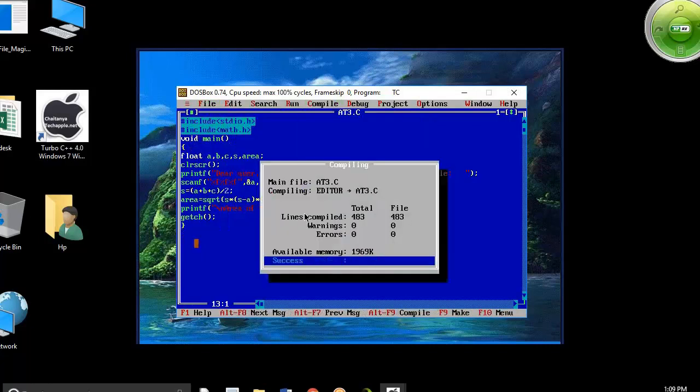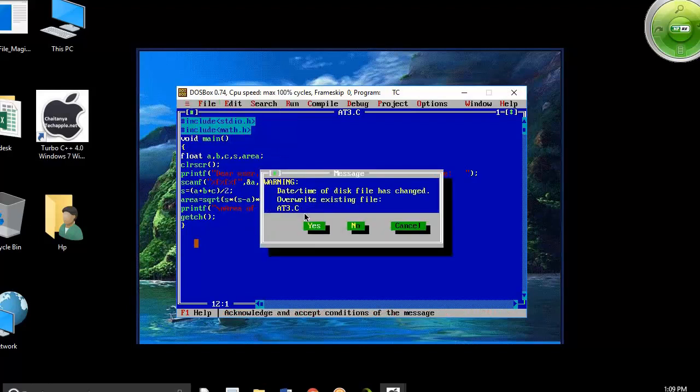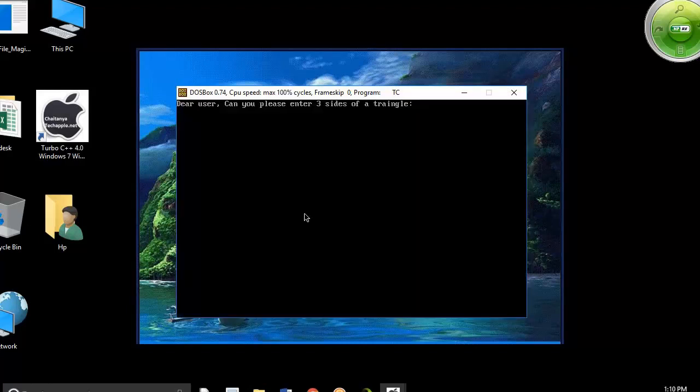Alt C, compile. No errors at all. Now how many instructions? It allocates memory, it clears the screen, it prints the message, it takes input, processes, prints, waits. File, save, then run the program. Okay, then enter three sides. I enter 15 space 15 space 15.